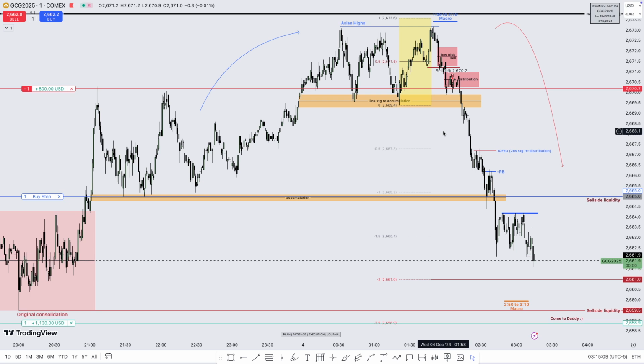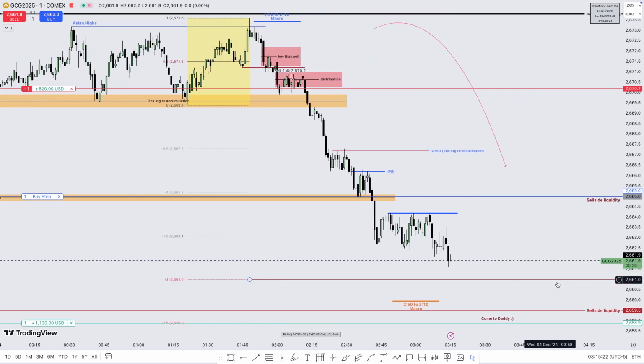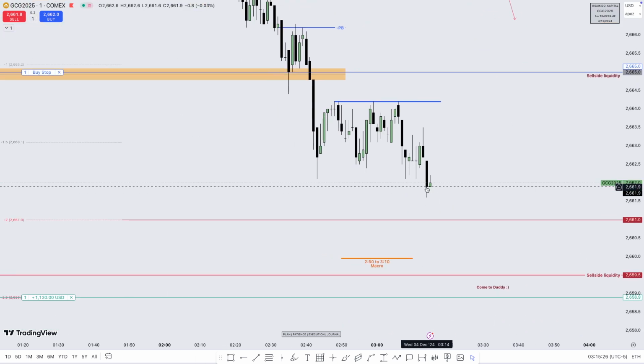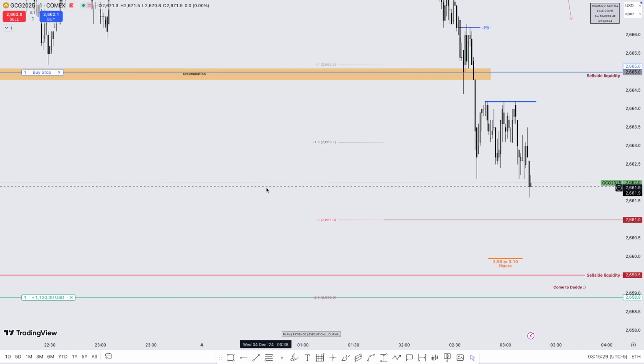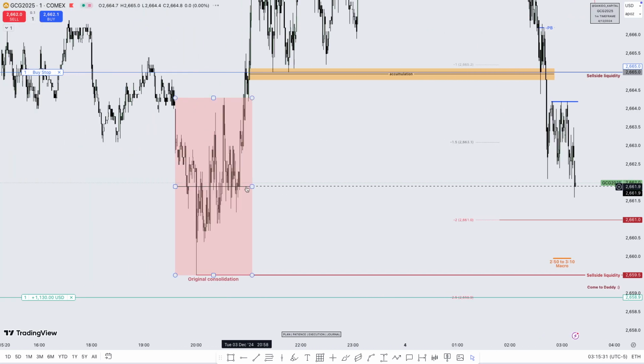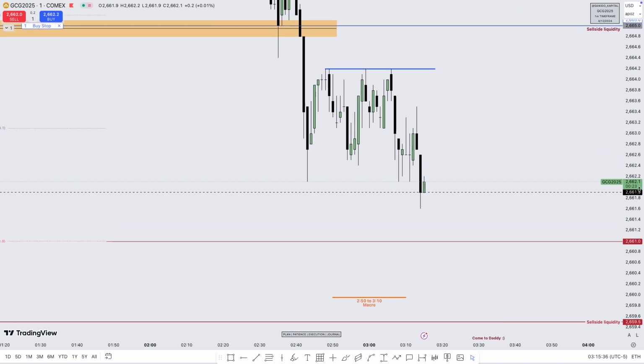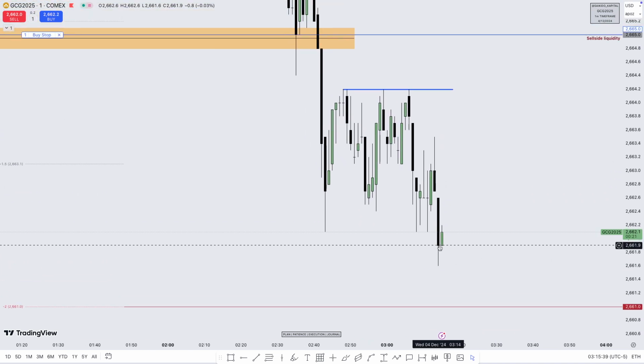Now we hit that original consolidation equilibrium point. Look at how this candle closed here. Look at the body. This is algorithmic. It's the same price as the midpoint of this range here. It's the same price point. Look at that. This is crazy.